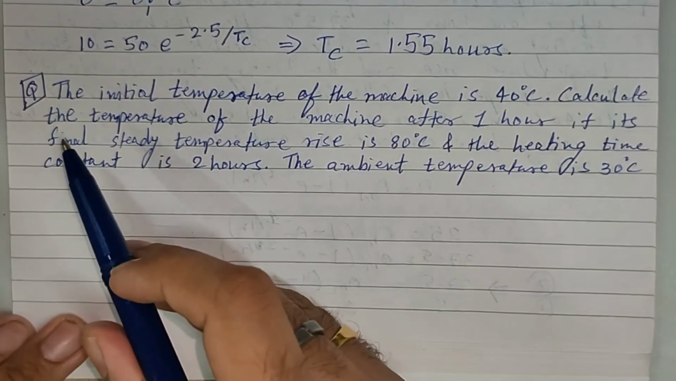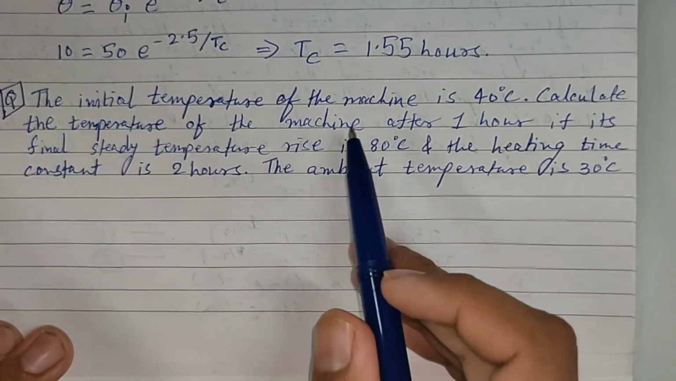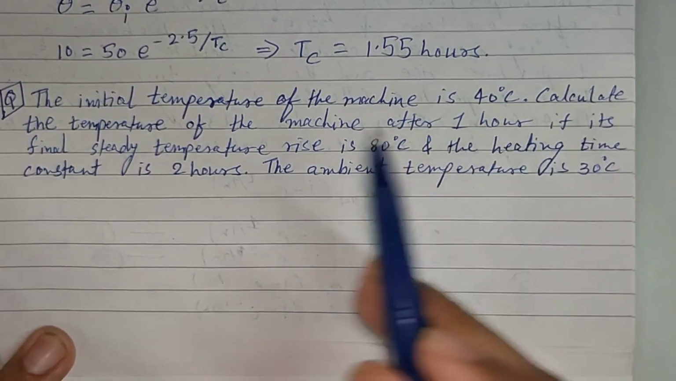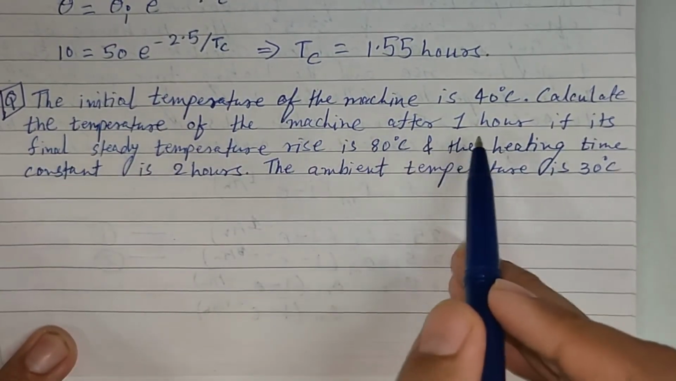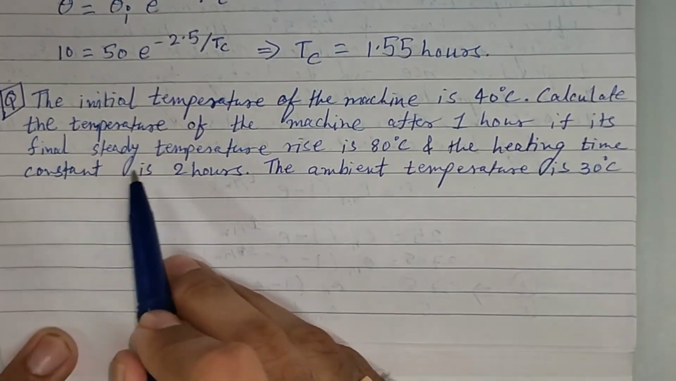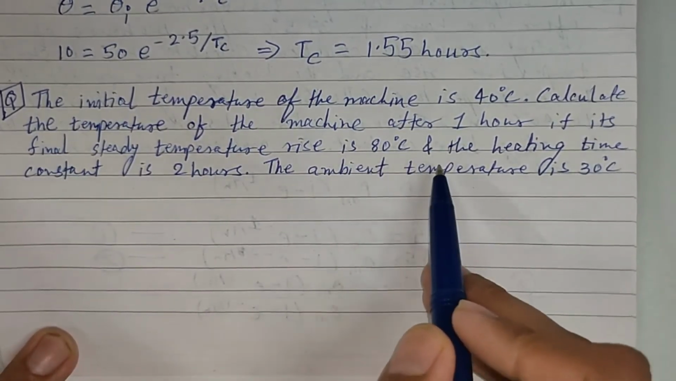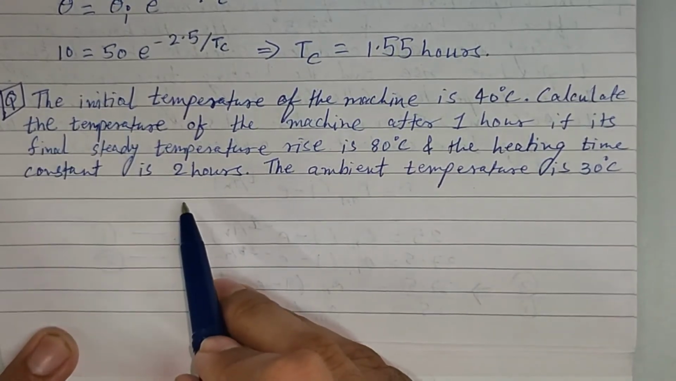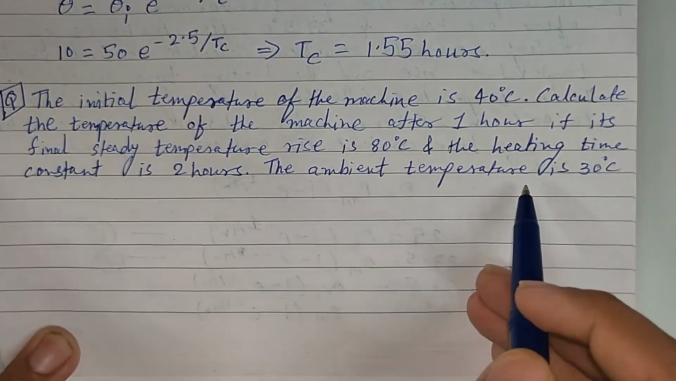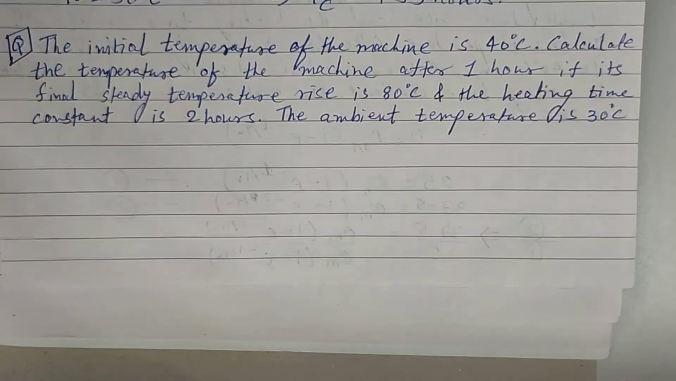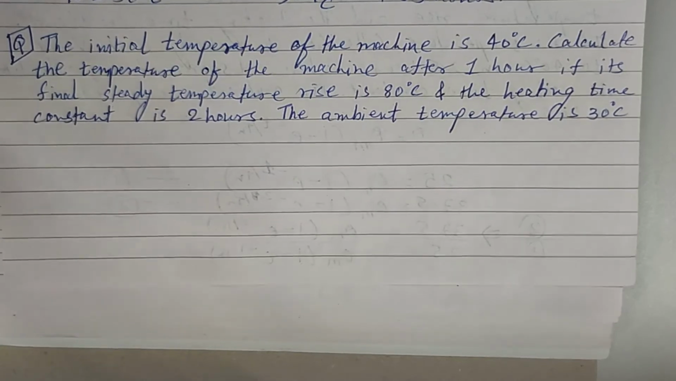Moving to the next question, the initial temperature of the machine is 40 degrees centigrade. Calculate the temperature of the machine after 1 hour if the final steady temperature rise is 80 degrees and the heating time constant is 2 hours. The ambient temperature is 30 degrees centigrade. Since we have done many numericals of such kind, I recommend you to pause your video and solve it by yourself. After you have done that, you can come back and recheck your answers with the video.